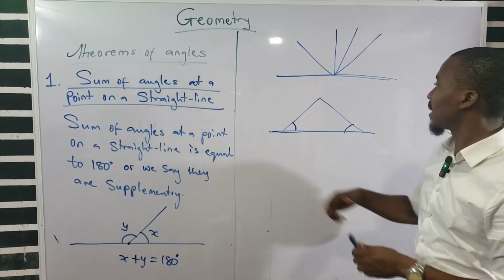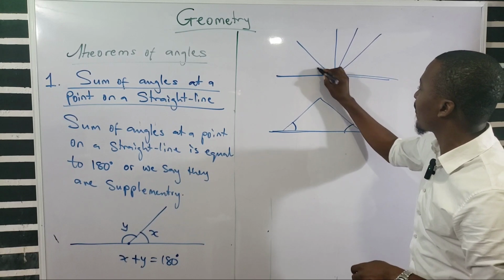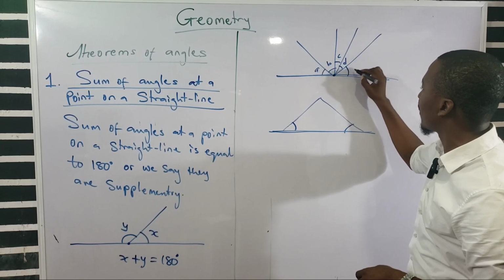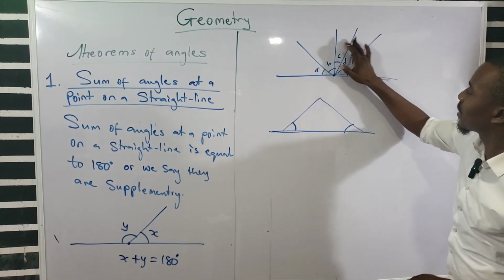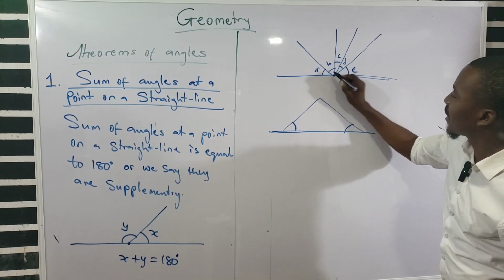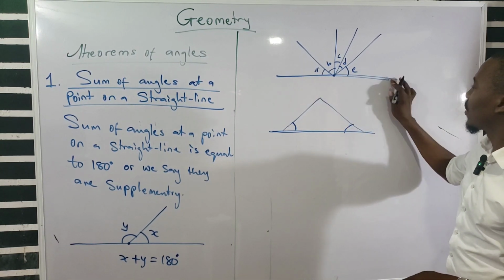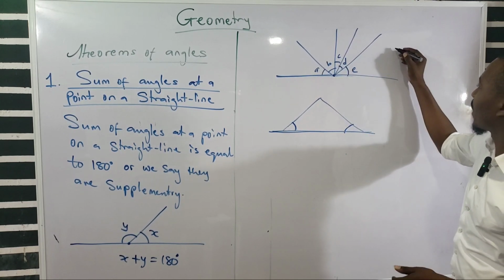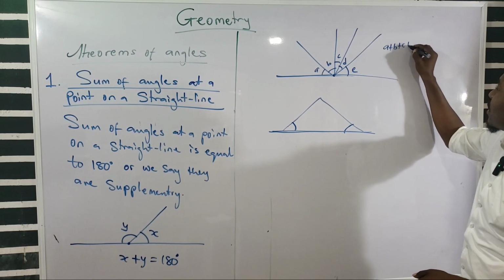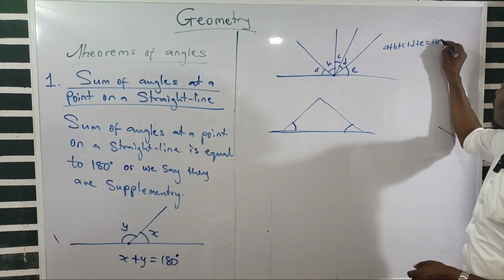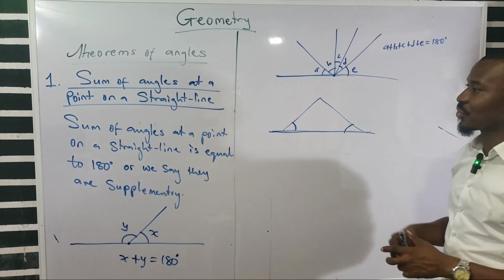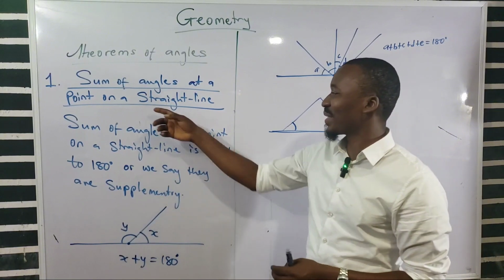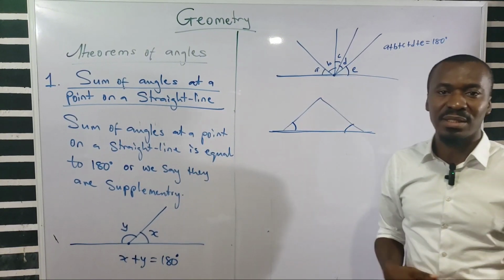The sum of angles at a point, you can see this one here. If I have here A, here B, here C, here D, here E, these angles are at a point that is on a straight line. So they are all on a straight line, but they meet at a point. The sum of these angles will give us 180. So A plus B plus C plus D plus E will give us 180. So that's the better way. I feel it is the better, I don't know the best, way of stating that particular theorem.